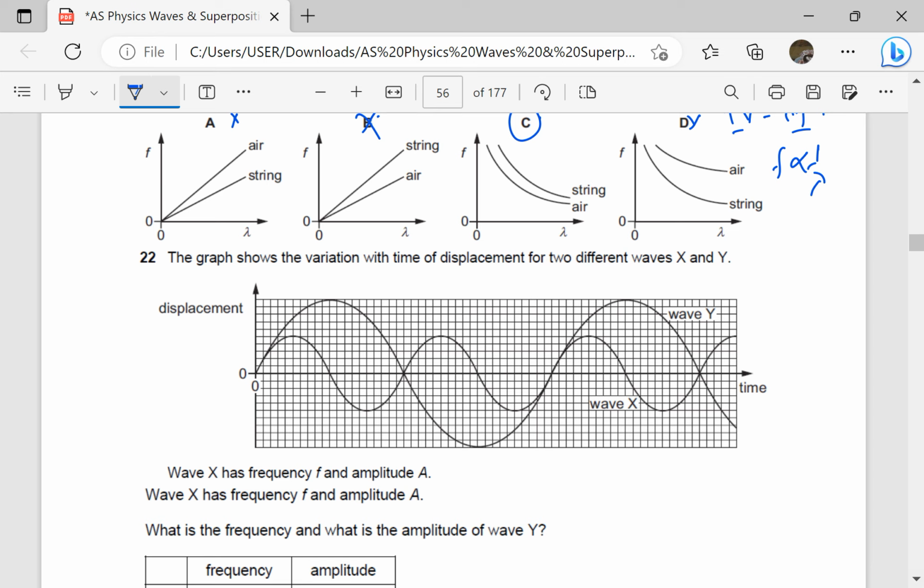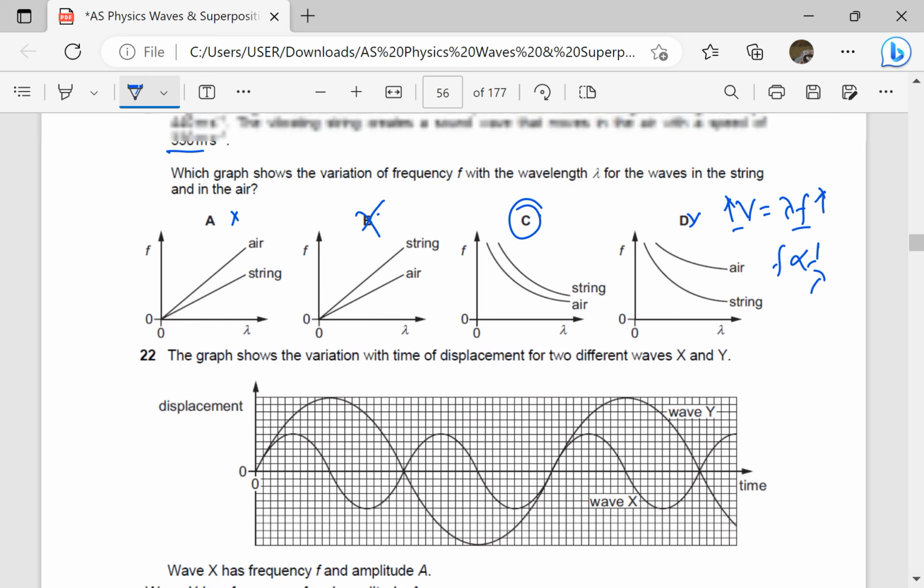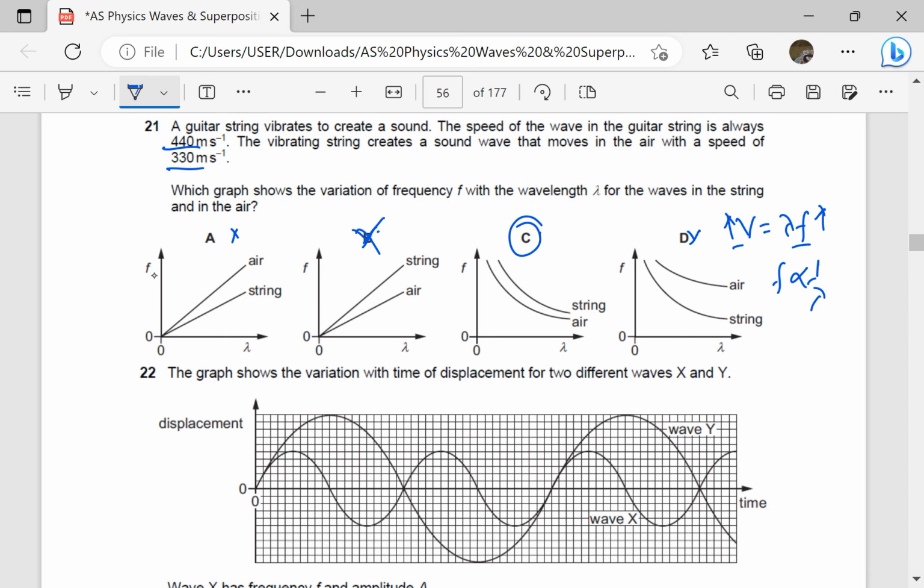The graph shows the variation with the time of displacement for two different waves, X and Y. So here we said this graph was wrong because we know from this equation, wavelength is inversely proportional to frequency, so the graph would be C.